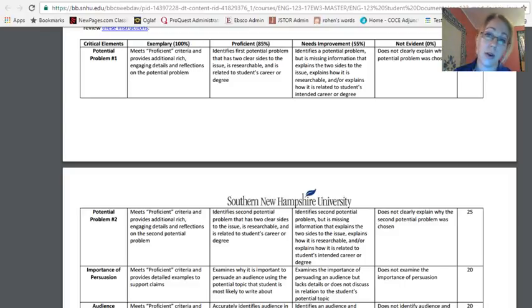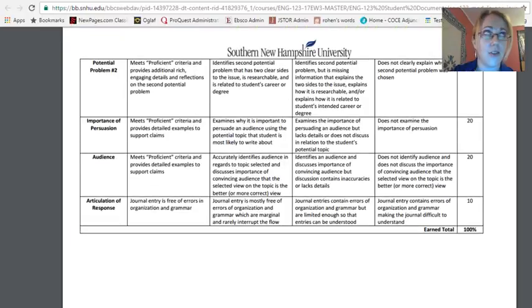So if you give me a paragraph that says what that first problem is, tells me what the 2 sides are, explains that it's researchable, and how it's related to your degree, you're going to get proficient. If you add more details, you're going to get exemplary. That's how cool a critical element breakdown in our rubric is. It's going to tell you exactly what you need to hit the level of success that you're striving for.